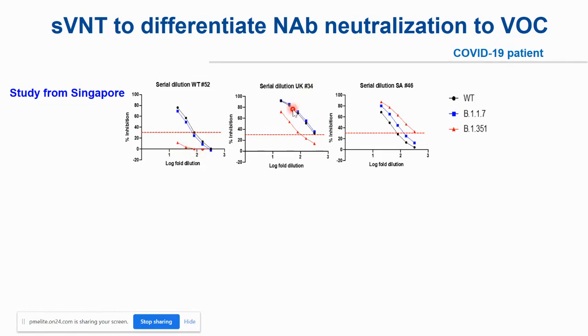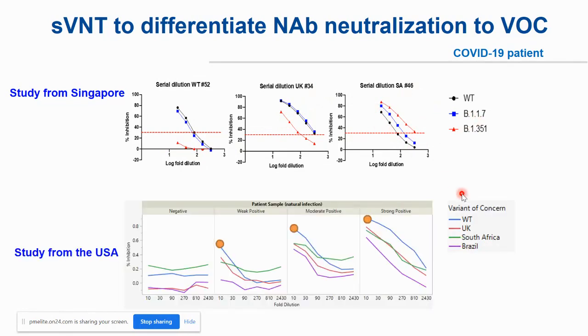The second individual was actually infected by the UK strain. As you can see, the neutralization against the UK strain is quite robust, but against the South Africa strain it is very much lower. And the last one is an individual who was exposed to the South Africa strain. Of course, this person had the highest neutralization against the South Africa virus, but the level of protection against the UK and wild type was reduced.